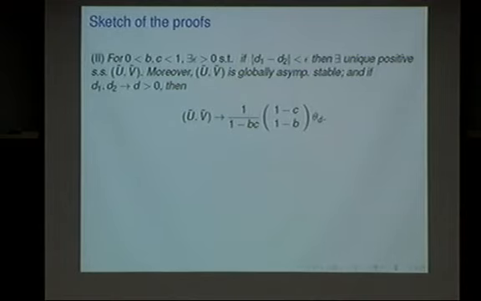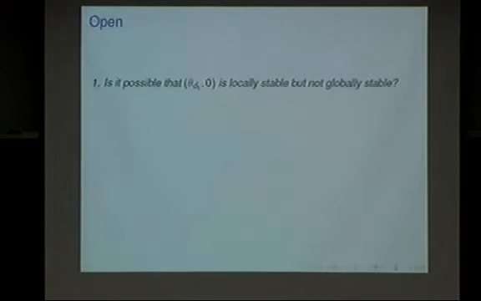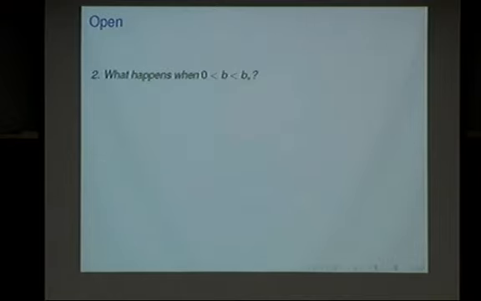Okay, it's a small point, but maybe I will skip that too. Actually, if you look at the result, there's a uniformity in the result. But I do want to mention some open problems at this time. One of the open problems is: is it possible that theta d1, 0 is locally stable but not globally stable? So far, we have no examples for this to happen yet. Presumably, it could happen, but we don't know.